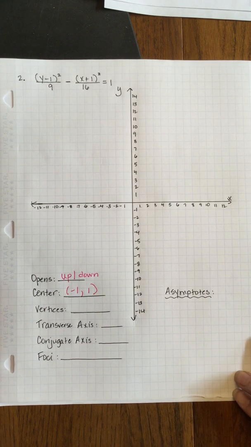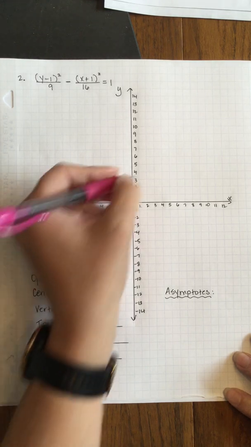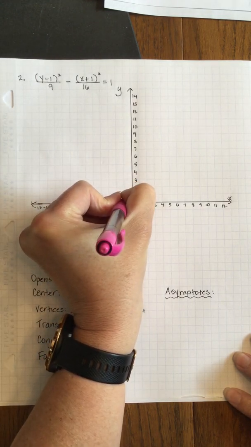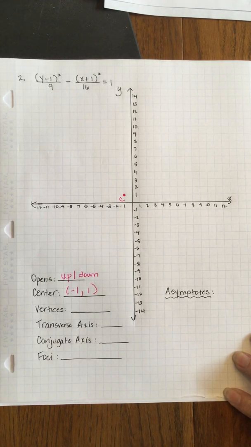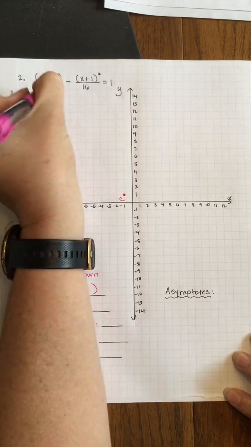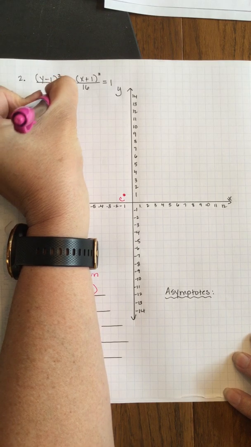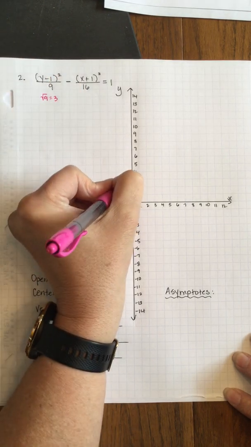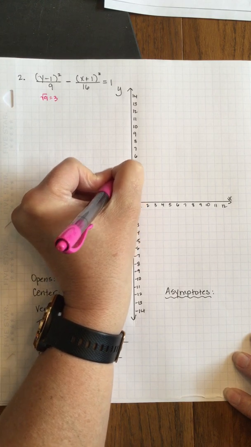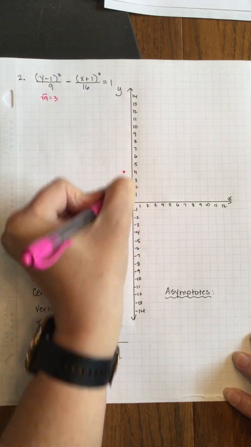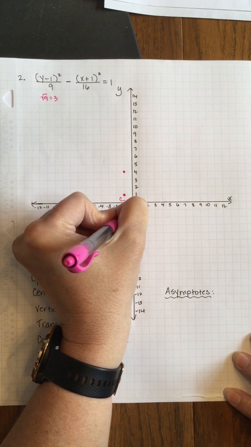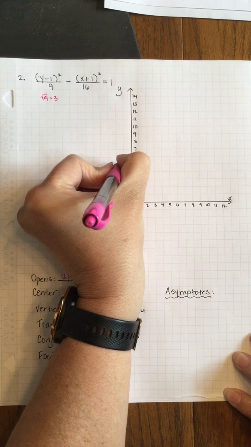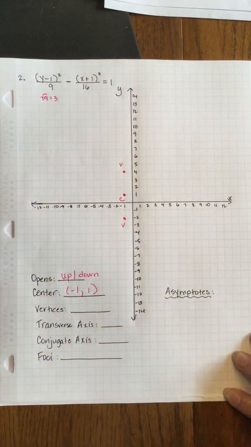So let's plot this. We're going to plot -1, 1. So -1, 1 is here, and this is my center. All right. So now I'm going to take the y. So this is the square root of 9, which is 3. So because this is underneath the y fraction, that means that I'm going to count up 3 and plot a point. 1, 2, 3, plot a point. I'm going to go down 3 and plot a point. 1, 2, 3. Okay? And because the y fraction is positive, these guys are my vertices.